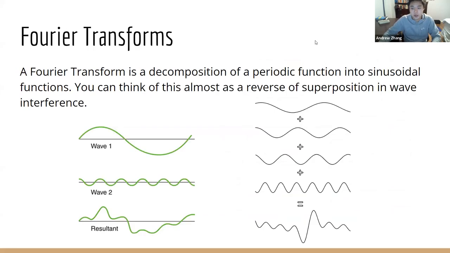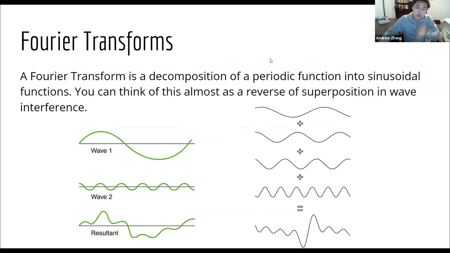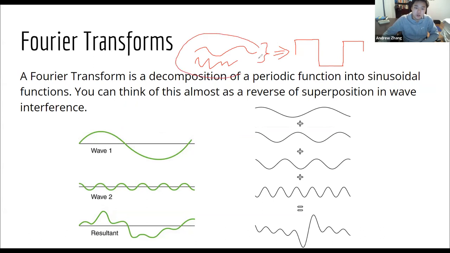So this kind of brings up the idea of a Fourier transform. A Fourier transform is a decomposition of a periodic function into sinusoidal functions. And that's a lot of jargon, but basically the idea is that, similar to us taking a bunch of different sinusoids, adding them together and making them equal this square wave, we can actually do the reverse process of taking the square wave and dividing it into a bunch of these kinds of waves, to basically get a more fundamental meaning of it, because it's kind of hard to analyze this kind of wave. But if you can make a bunch of sinusoids, it'd be easier to analyze.